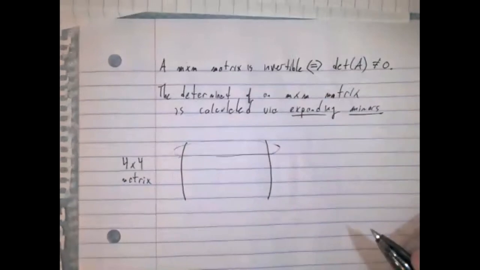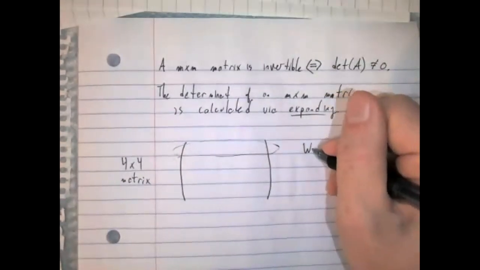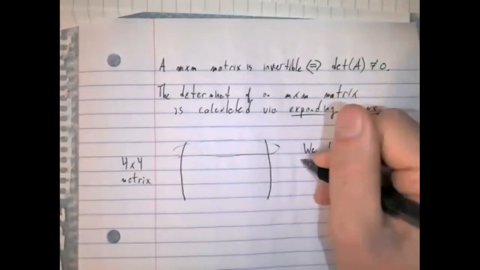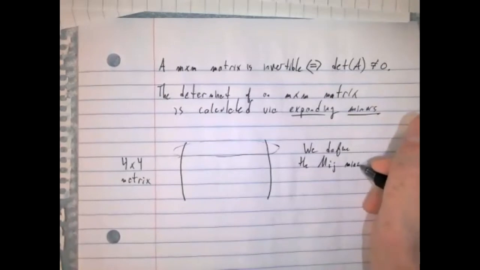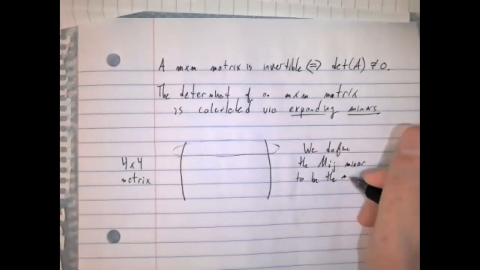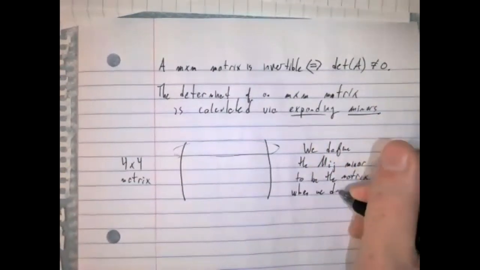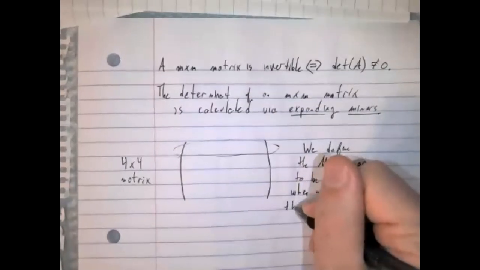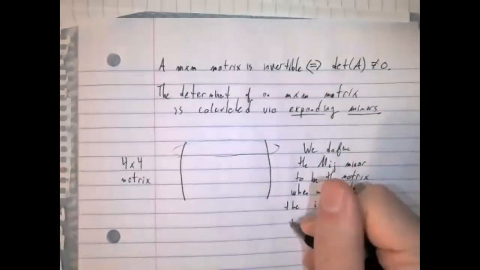Oh, well, first let's discuss the idea of a minor. So we define the M_ij minor to be the matrix we get when we delete the ith row and jth column.